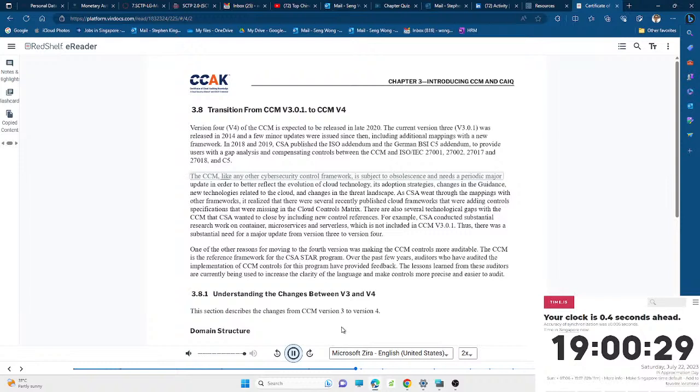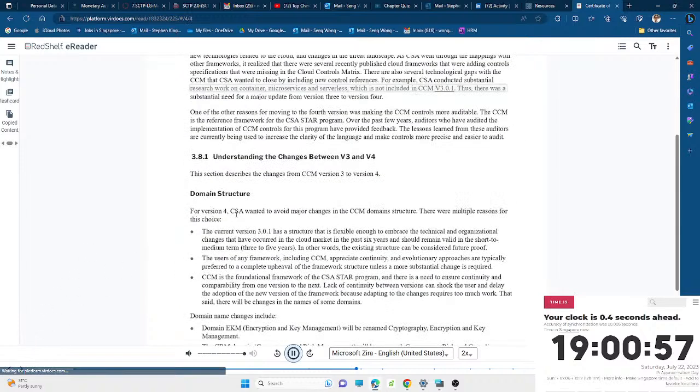The CCM, like any other cybersecurity control framework, is subject to obsolescence and needs a periodic major update in order to better reflect the evolution of cloud technology, its adoption strategies, changes in the guidance, new technologies related to the cloud, and changes in the threat landscape. As CSA went through the mappings with other frameworks, it realized that there were several recently published cloud frameworks that were adding control specifications that were missing in the Cloud Controls Matrix. There are also several technological gaps with the CCM that CSA wanted to close by including new control references. For example, CSA conducted substantial research work on container, microservices and serverless, which is not included in CCM v3.0.1. Thus, there was a substantial need for a major update from version 3 to version 4.